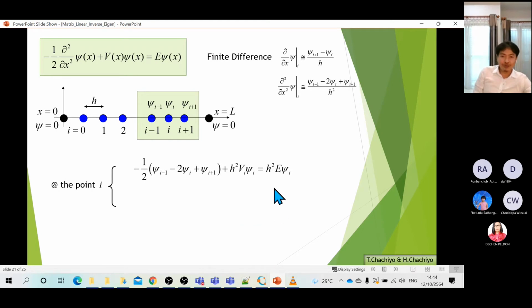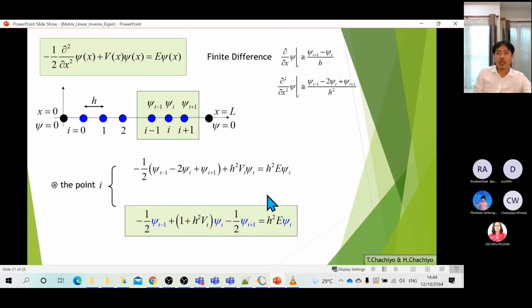On the right hand side, we now have h square. But look, now this one's gone. See, because we multiply by h square, it cancels with the denominator of that one here.